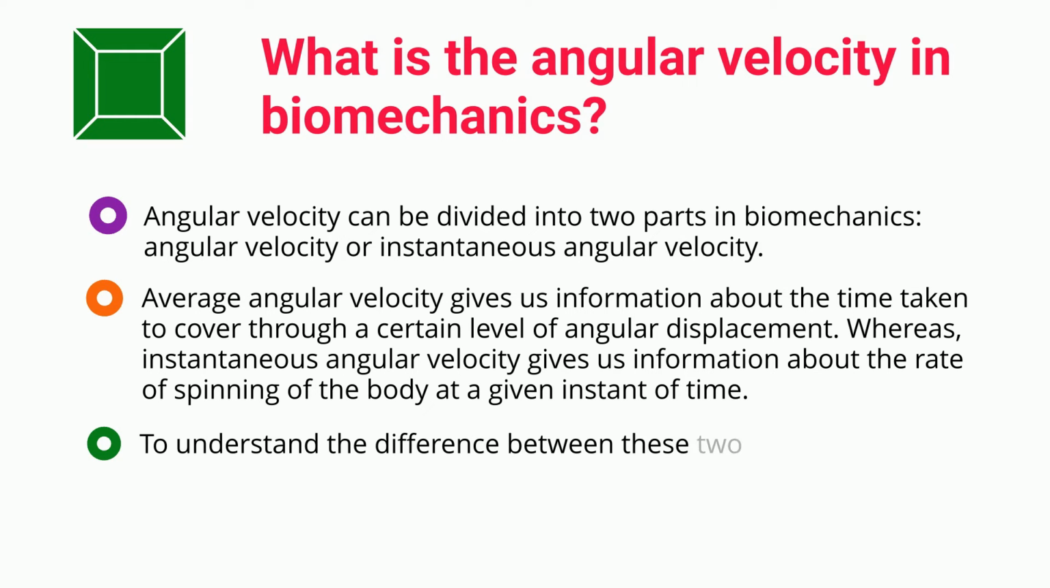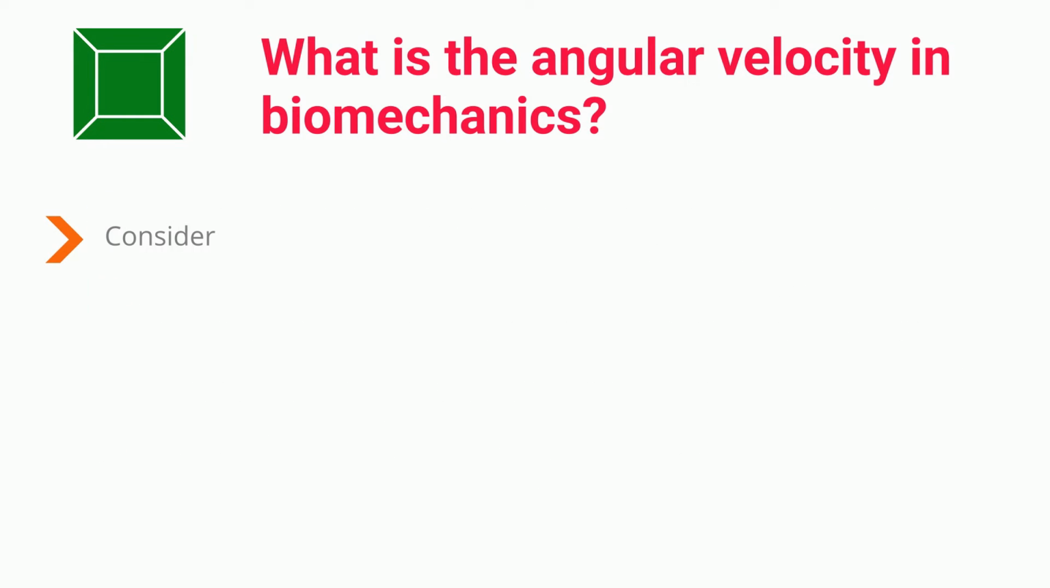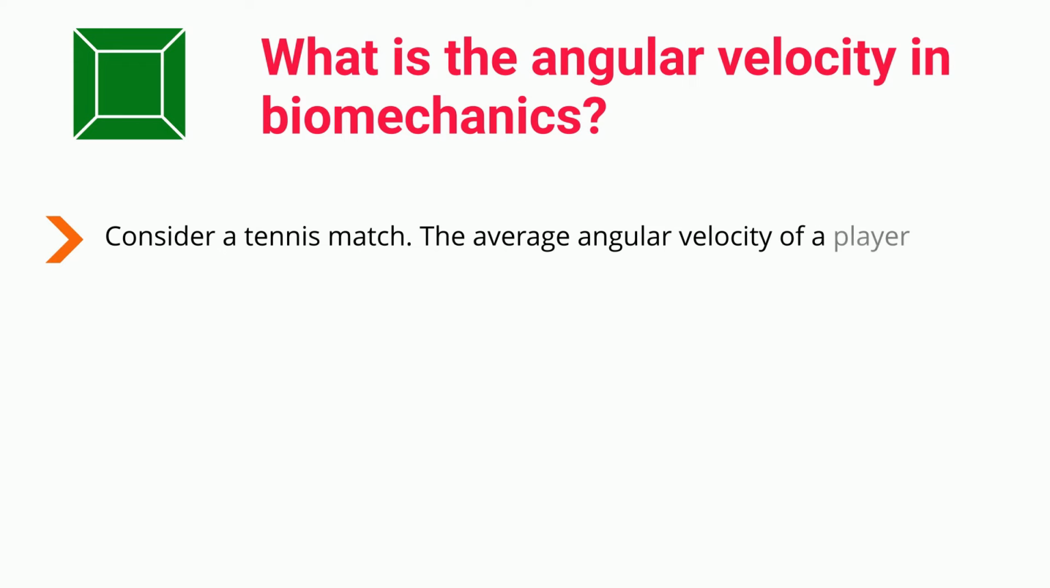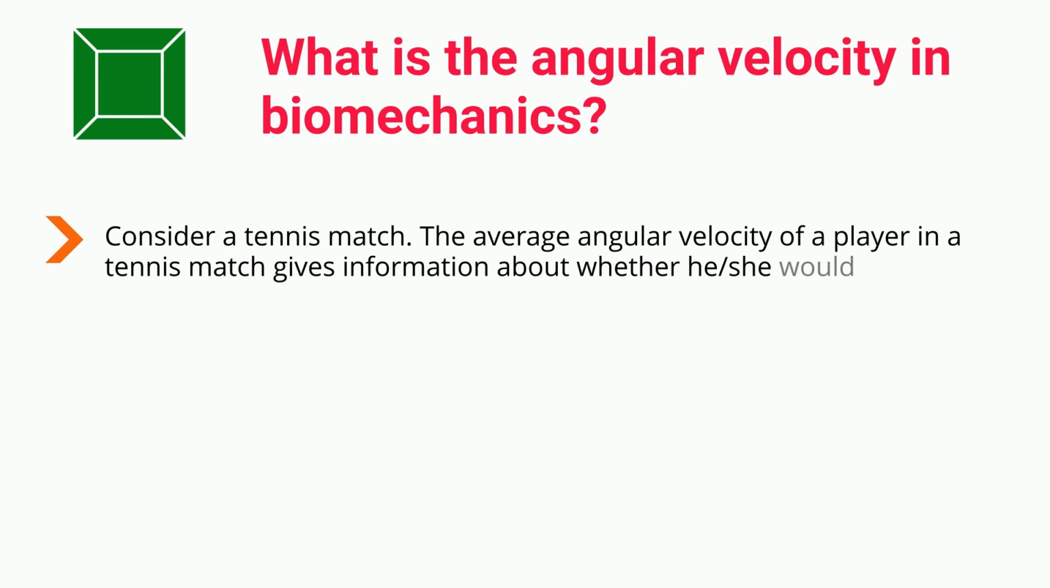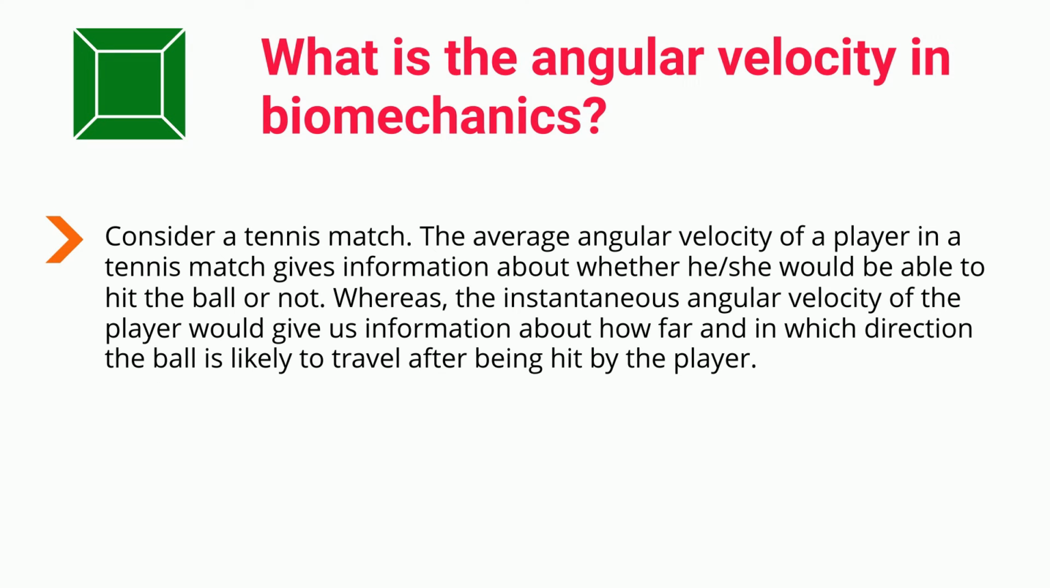To understand the difference between these two types of angular velocity, let us consider an example. Consider a tennis match. The average angular velocity of a player in a tennis match gives information about whether she would be able to hit the ball or not. Whereas, the instantaneous angular velocity of the player would give us information about how far and in which direction the ball is likely to travel after being hit by the player.